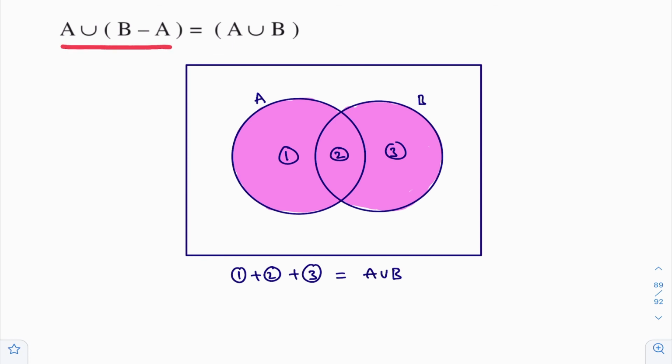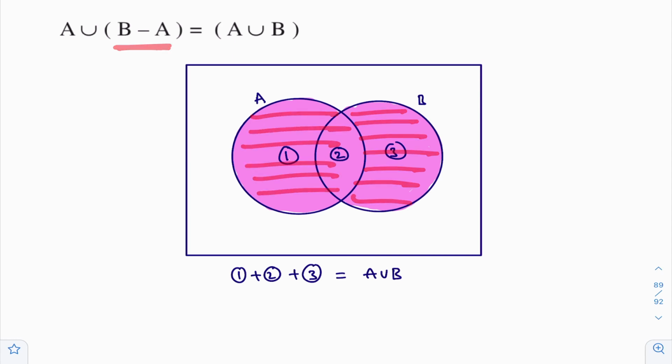Now you observe this left hand side part, A union B minus A. A means what? 1 plus 2. Is it clear? A means 1 plus 2. Please observe. A is nothing but 1 plus 2. Clear? Yes, A is nothing but 1 plus 2. What is B minus A? B minus A is nothing but part 3. Please try to understand. B minus A is nothing but part 3. All the elements present in B but not in A. Union means we'll add all these things.